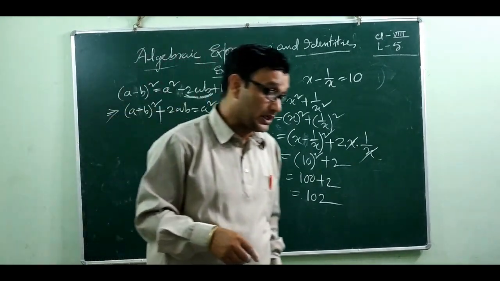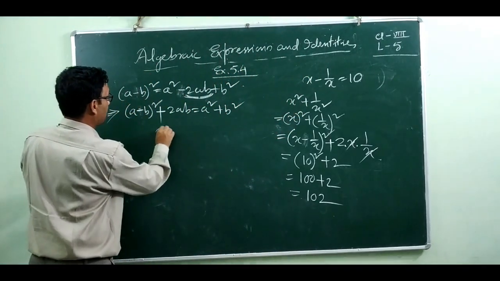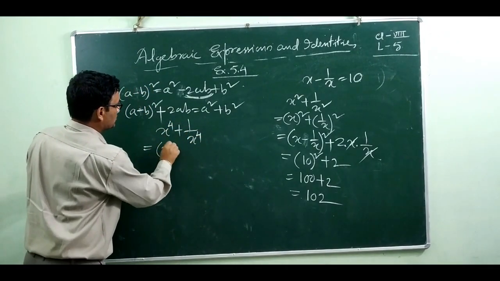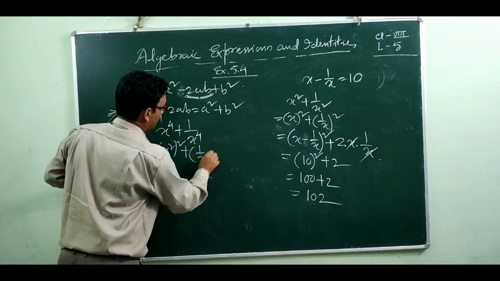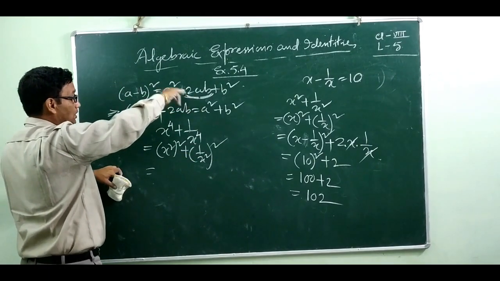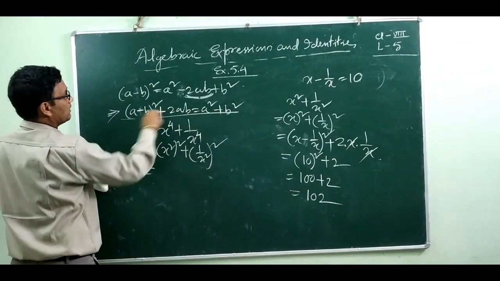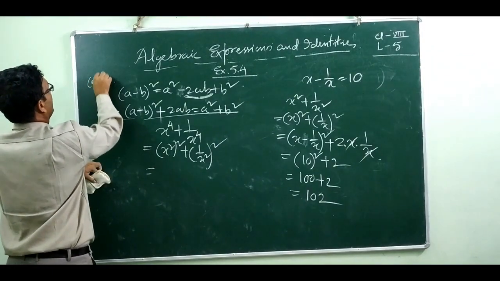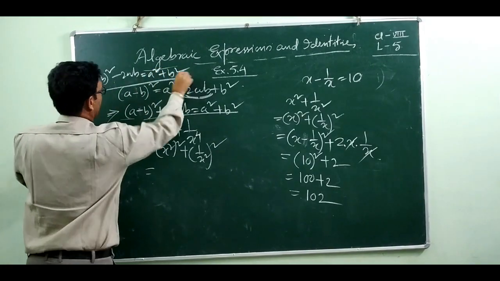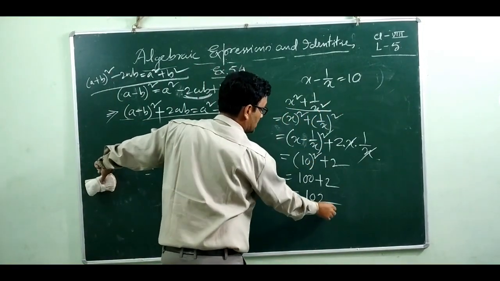Now next part, it is given x to the power 4 plus 1 by x to the power 4. Now second part you see, we will break this one: x square plus 1 by x square, then a square plus b square. From first identity, we will find it this way. Then what we'll get? We'll get (a plus b) whole square minus twice ab equal to a square plus b square. Now since the plus value is given, you see x square plus 1 by x square value is 102.